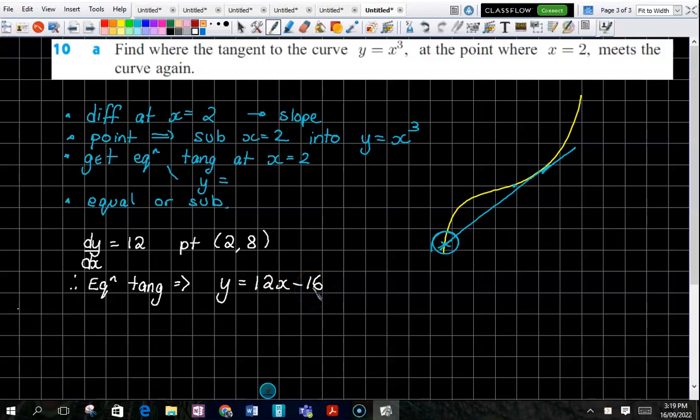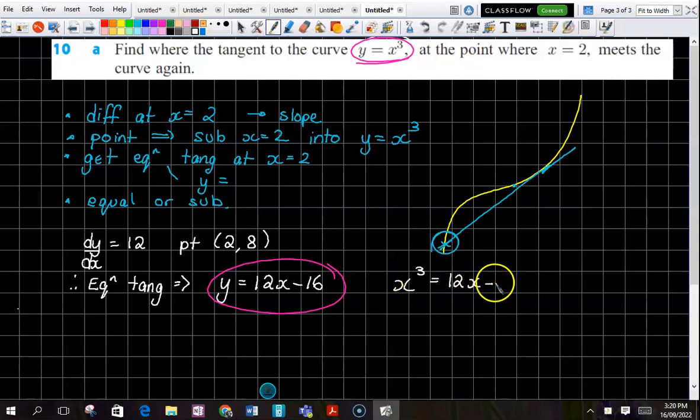Hello? How are we finishing it off? We make them equal each other. So we've got y equals x cubed and this one, so we make them equal each other. We've got x cubed equals 12x take 16. How do I solve this? Let's get everything on one side. And let's go to our calculator. And guess what? We already know one solution to that. What is one solution to that equation already? 2. And not only is it a solution, it's going to be a repeated solution because it's touching.